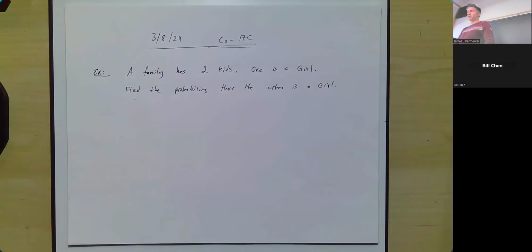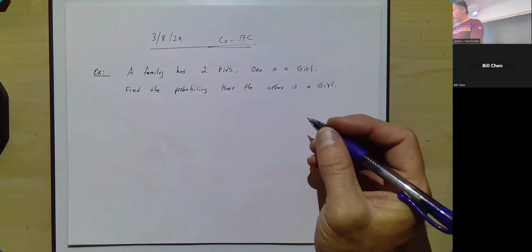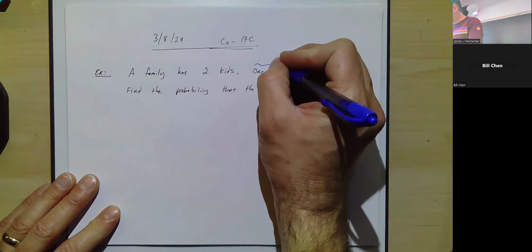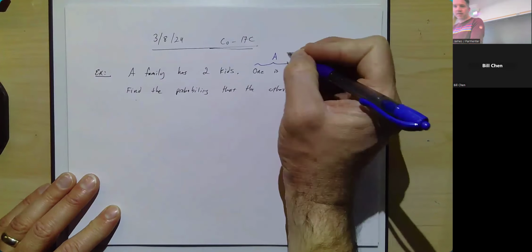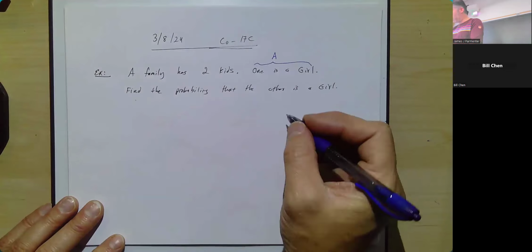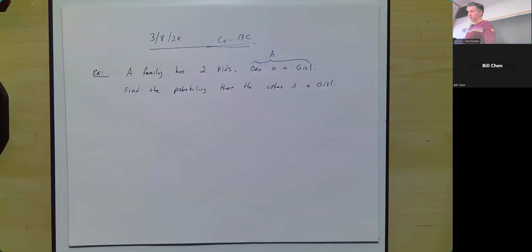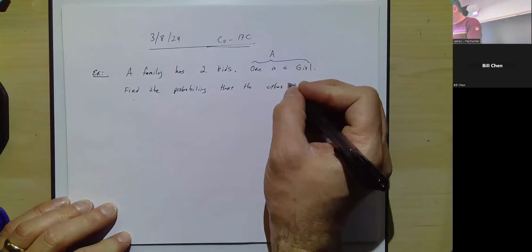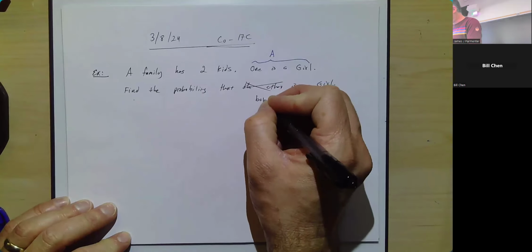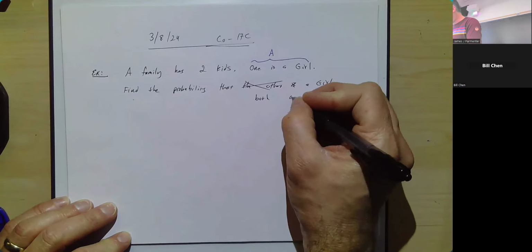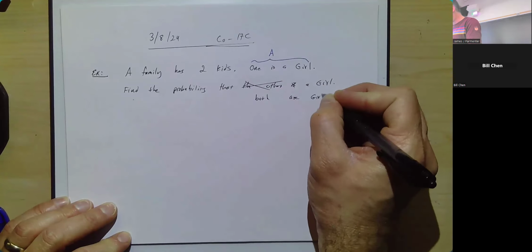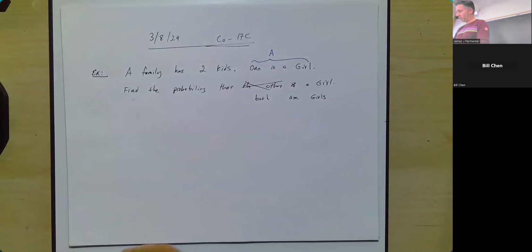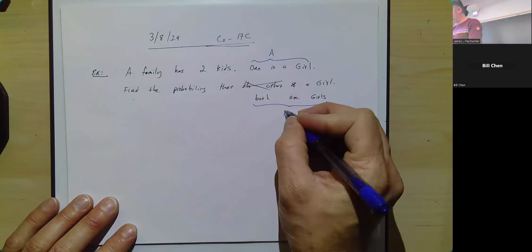So to be consistent with our labeling, to use good labeling practices, let's say that knowing that one of them is a girl, that's event A, and both being girls. Oh, and I should have written this: find the probability that the other is a girl. Or really, I should say that both are girls. It's a better way of phrasing it. We're going to call that event B.